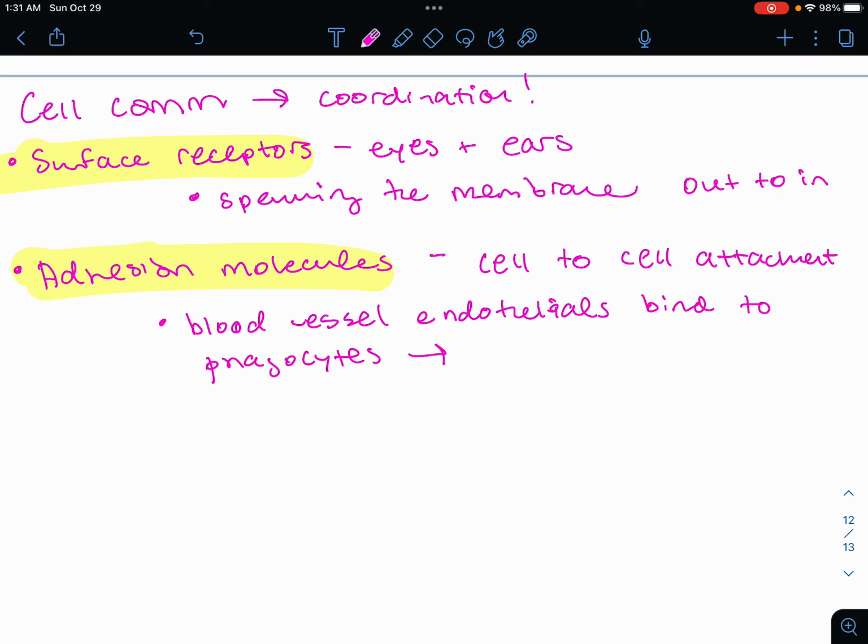And this will allow them to move to the tissues, or just in general exit the bloodstream.